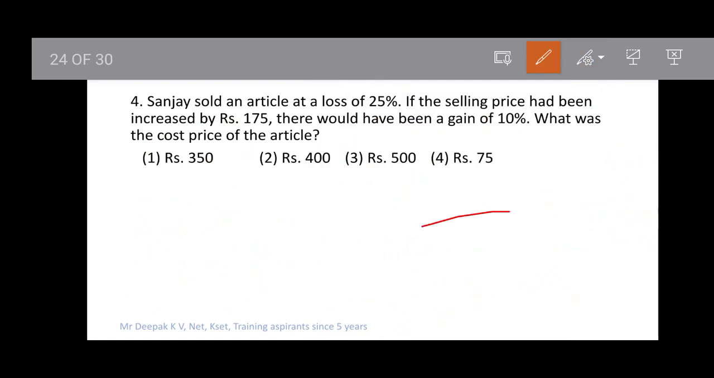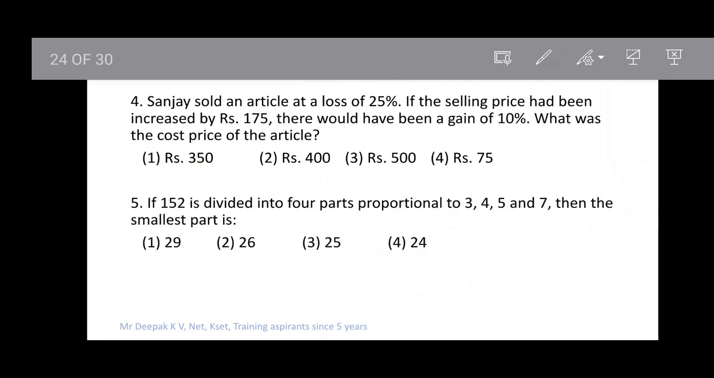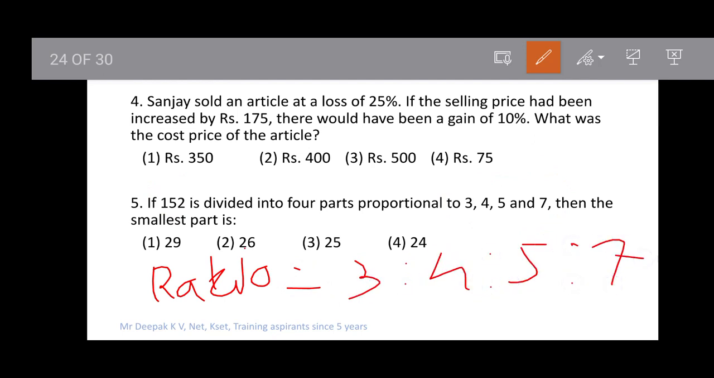I'll go for question number 5. If 152 is divided into 4 parts proportional to 3, 4, 5 and 7, then the smallest part is what? We have to divide the 152 in the proportion of 3, 4, 5, 7. So the ratio is 3 is to 4 is to 5 is to 7. And what is asked is the smallest part? The smallest part is obviously this one.